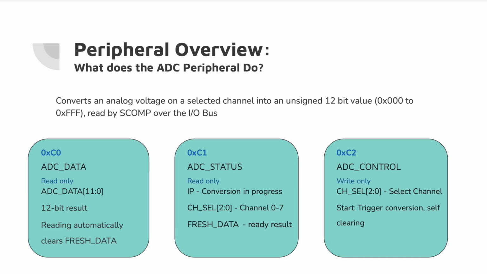to be read. The final register is the ADC control register at 0xC2 and is write-only. This is how ESCOM drives the peripheral. The programmer sets ADC channel to choose which of the 8 analog inputs to sample, then asserts start to trigger a conversion. The start clears itself automatically once the conversion begins, and this makes sure the user doesn't need to do anything but start and choose the channel.